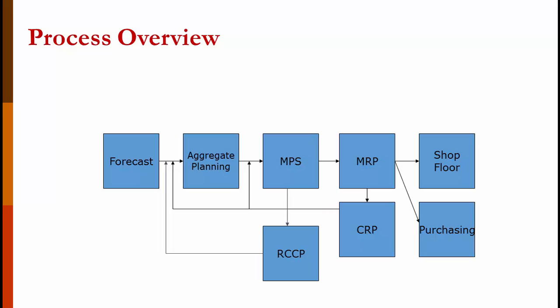The master production schedule drives the material requirements plan. That is checked using capacity requirements planning. If there's not enough capacity at any workstation, either the aggregate plan or the master production schedule has to be updated. The MRP plan drives shop floor scheduling and purchasing. Shop floor scheduling for what you make and purchasing for what you buy.